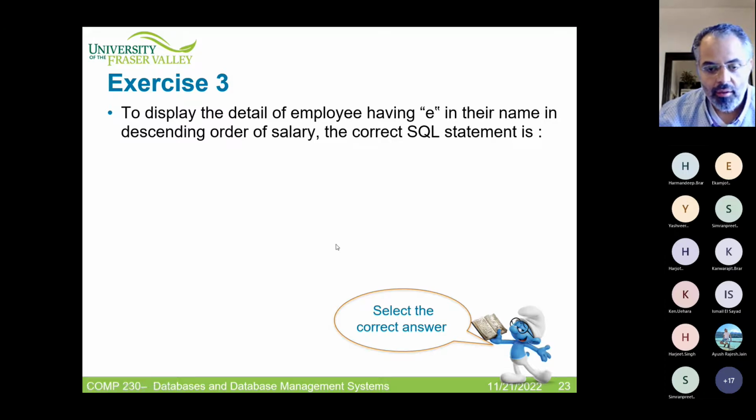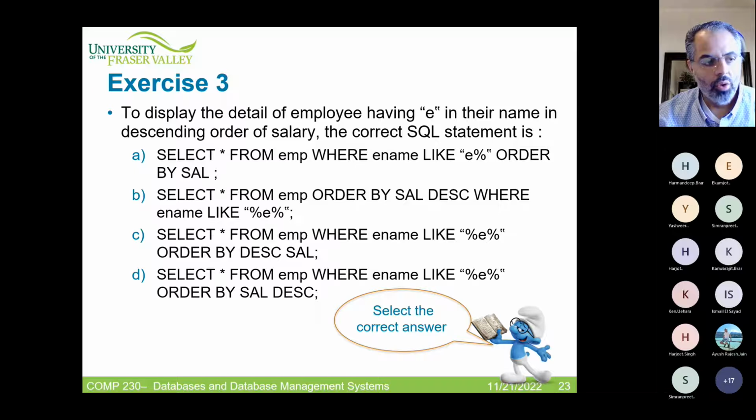Select the correct answer to display the details of employees having E in their name in the descending order of salary. We want to search for the details of employees, the whole data of an employee, that have E in their name, and visualize the data in descending order based on the salary attribute. So which one is correct? Only one of them is correct.